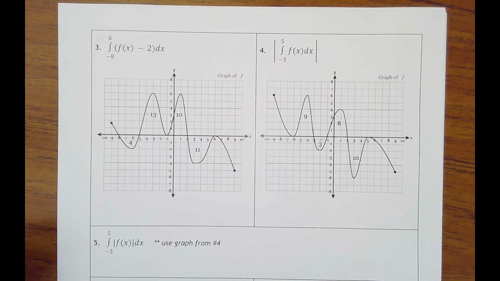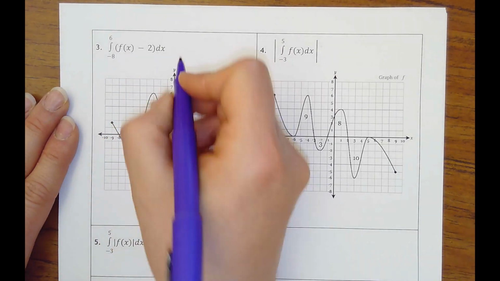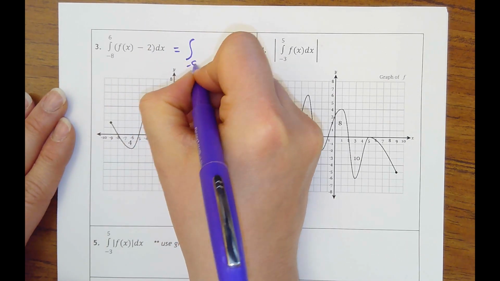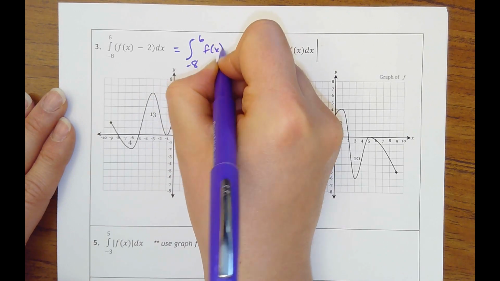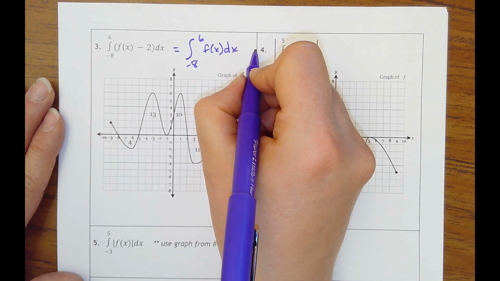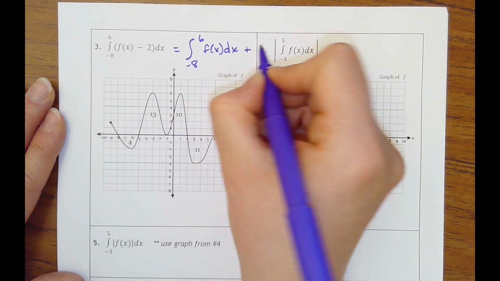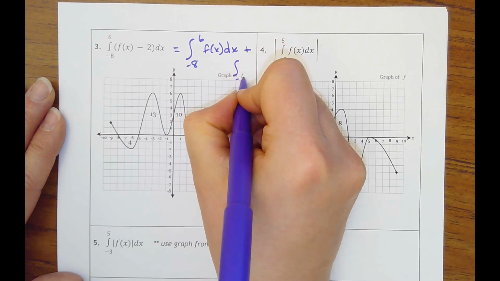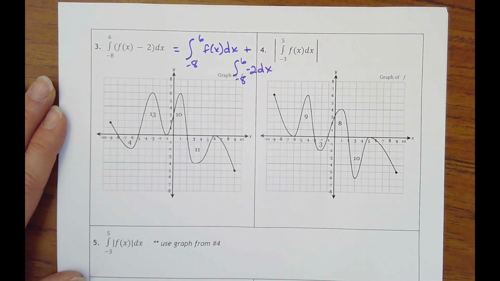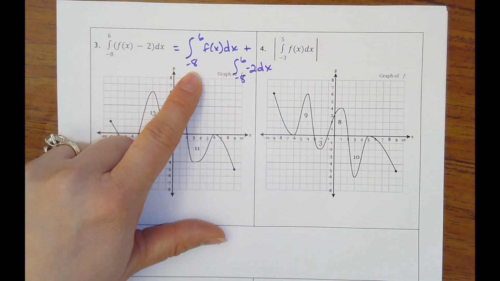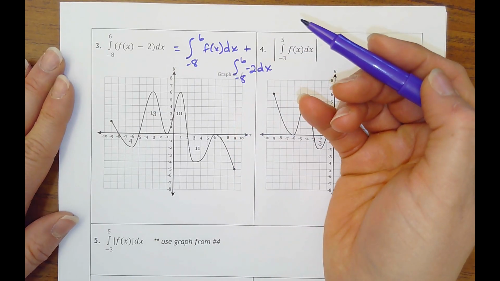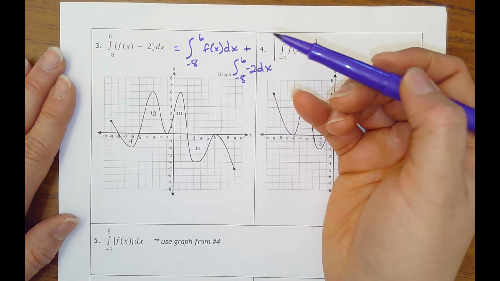Number 3, we have our f of x function, then -2. What I want you to know is you can split this up into 2 different integrals. First one, let's say from -8 to 6 of f of x dx. And then we could do either plus -2 or minus. I'll do plus, and I'll have the same integral from -8 to 6, and I'll have the -2 dx. So what I would want to do is first find the area of this. So from -8 to 6.